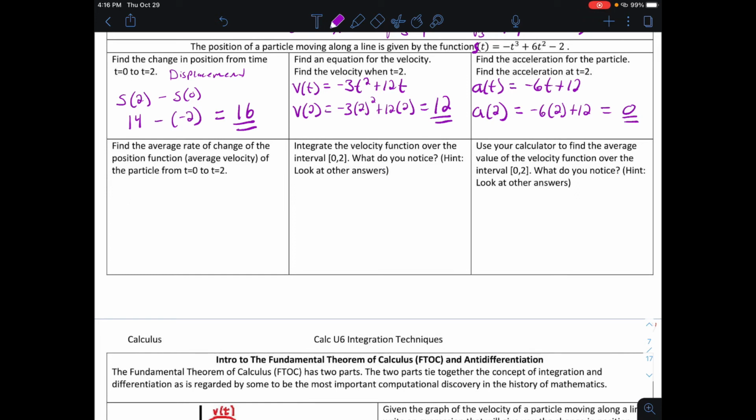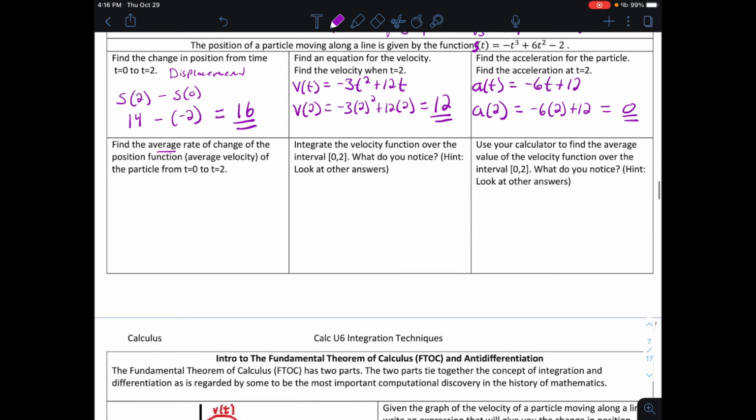so the acceleration is 0. All right, next we'll find the average rate of change of the position function, which is also known as the average velocity of the particle, from 0 to 2. Well, the average rate of change of my position function would be s of 2 minus s of 0. So my overall displacement divided by the change in my time. And so s of 2 minus s of 0 over 2 minus 0. Well, the displacement over that time interval we found to be 16. Divide that by 2. The average rate of change of my position function is equal to 8.